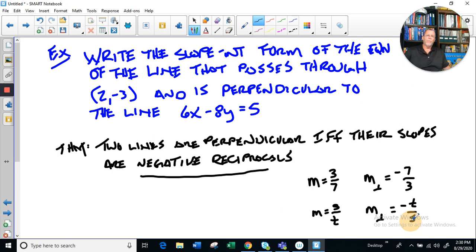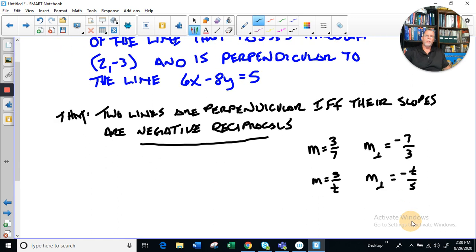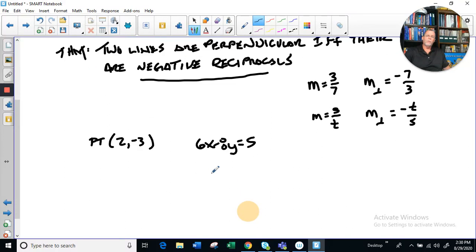We need to use the point 2, -3. And we have to find the slope using 6x minus 8y equals 5. Okay, so first let's find m. And I always, just to remind myself, guys, I write to the side, I need m perpendicular. Because sometimes you're going to find the slope here and you'll try to use it, when we really need the reciprocal of the slope, because this is the line that it's perpendicular to.